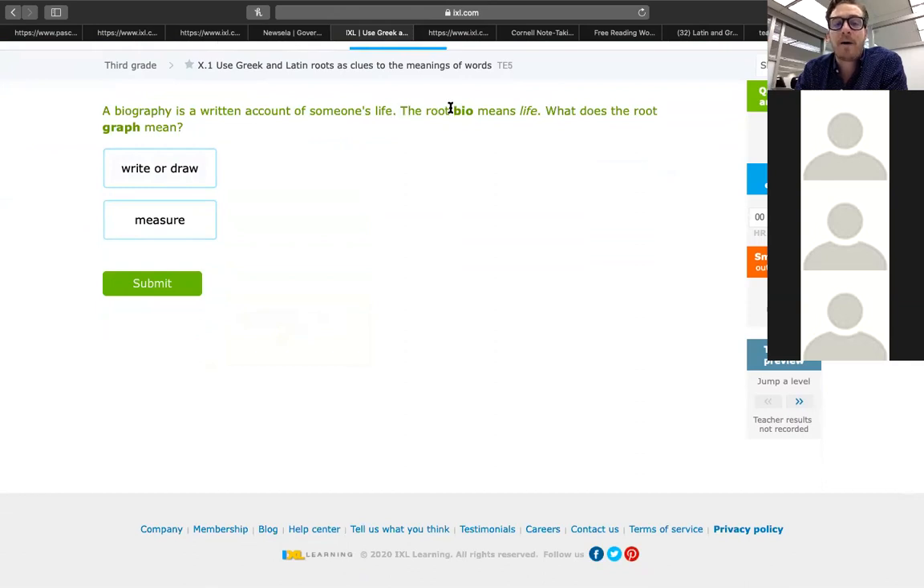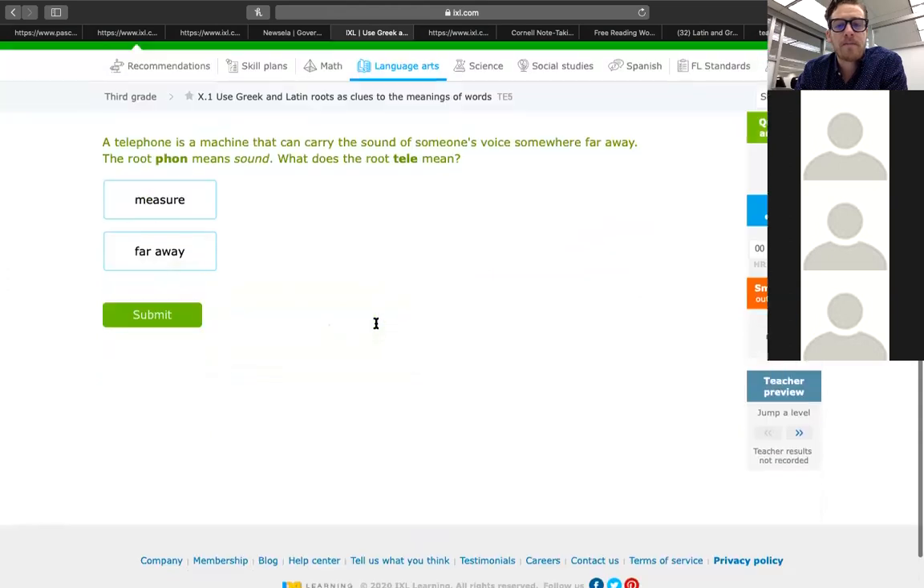A biography is a written account of someone's life. The root bio means life. What does the root graph mean? Write or draw. Bingo. Wonderful.